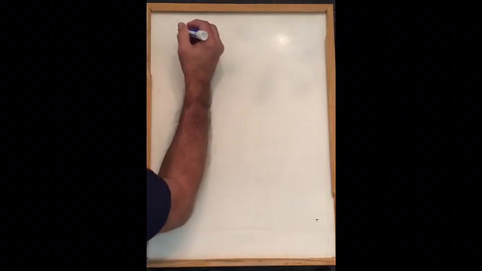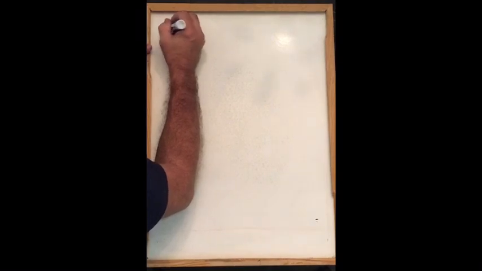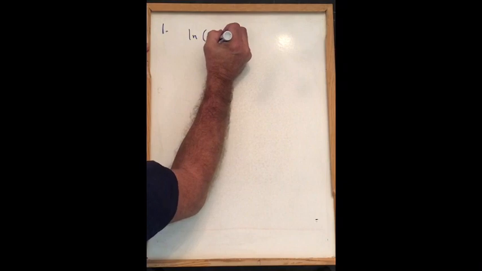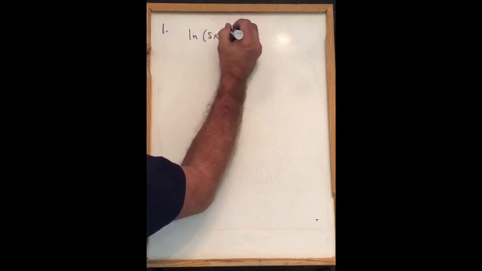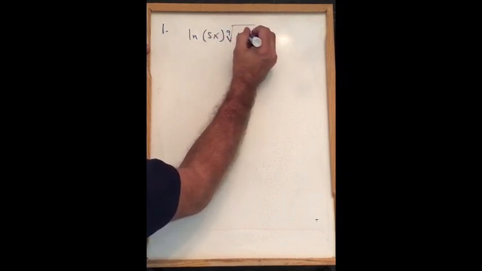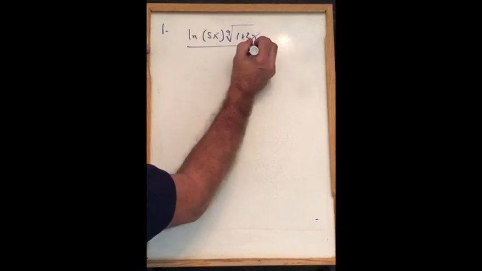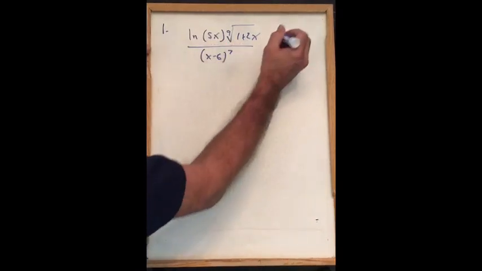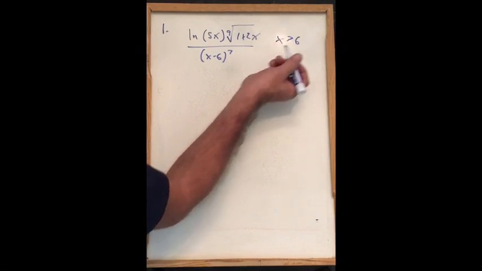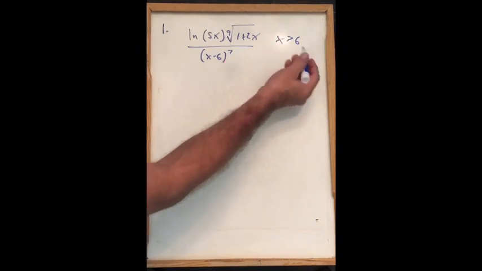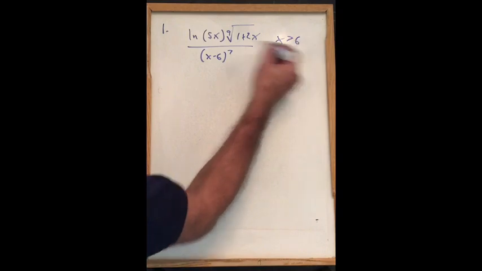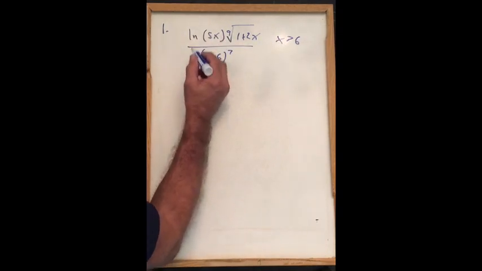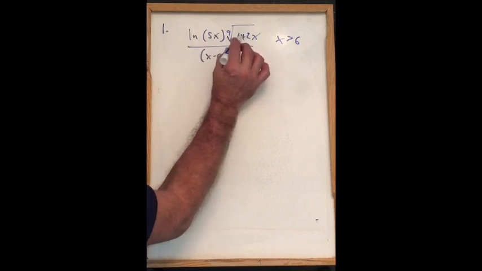Okay, we're going to take a look at number 1, which is the ln of 5x times the 9th root of 1 plus 2x, divided by x minus 6 to the 7th. It does say x has to be greater than 6, but you can ignore that. It's just a domain restriction. We don't need that for this problem. We're just going to separate everything out on top by anything being multiplied.